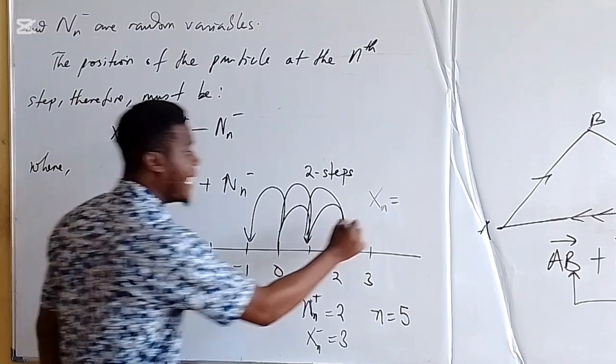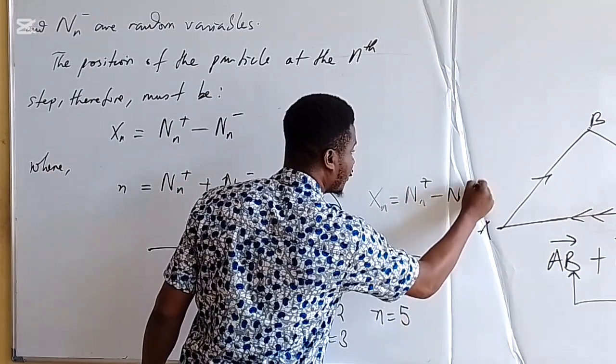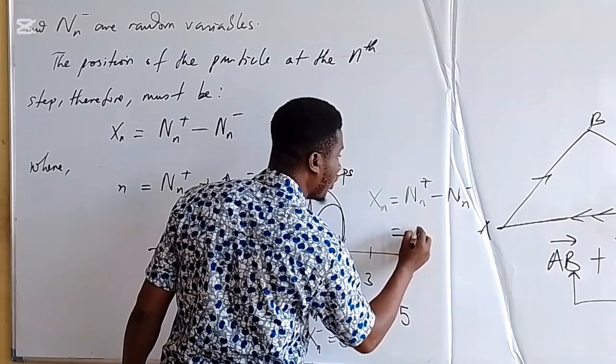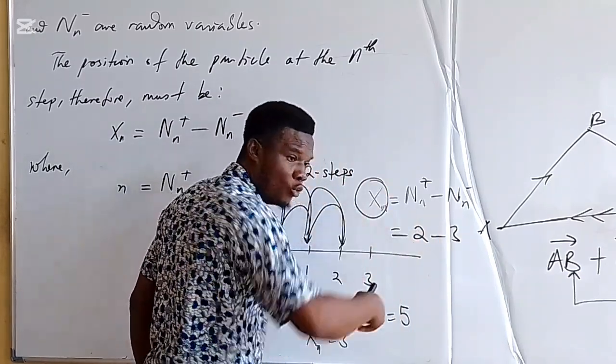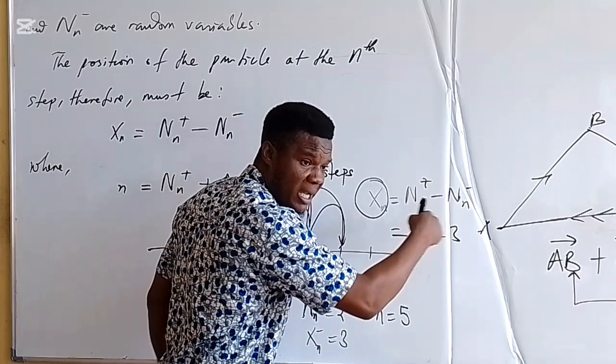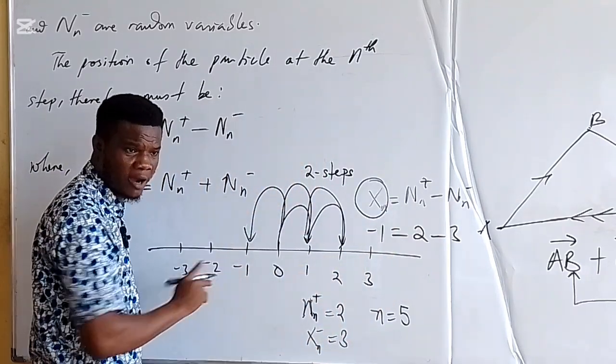If you take Xn, which is nn plus in this particular instance minus nn minus, you will discover that you are what? You are at minus 1 because this was 2 minus 3. That is how you know that the state you will land after making these movements will be what? The state minus 1, which is this. Do you see it now? I hope it's clear.